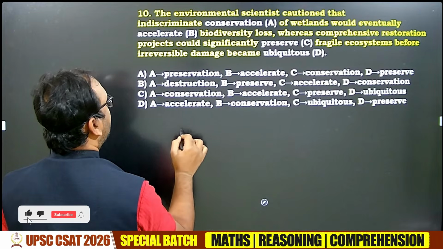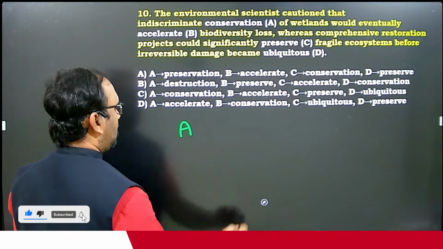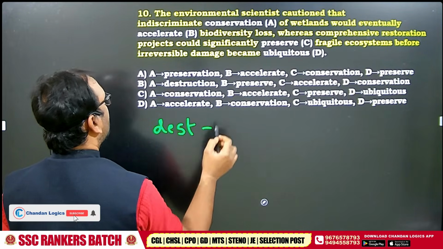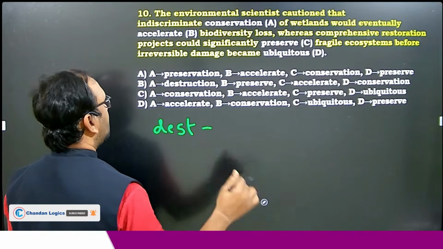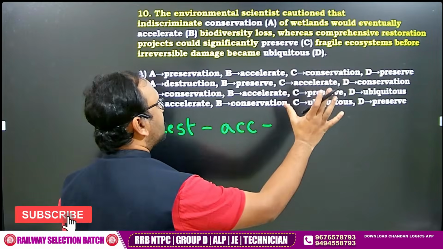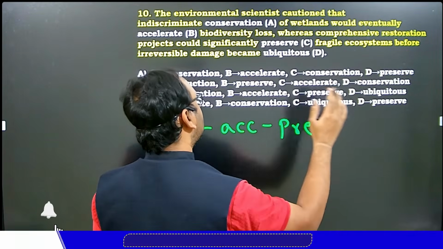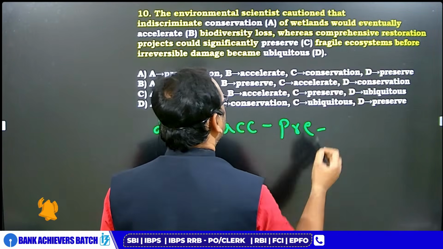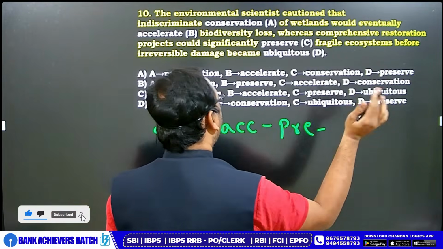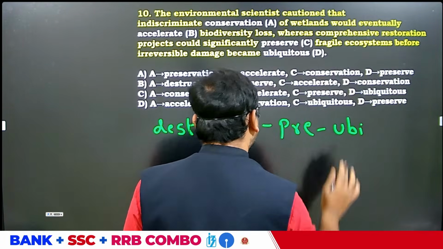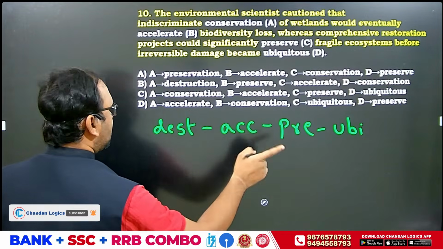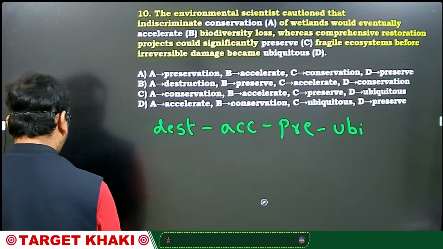So the right sequence is, my dear friends, A should come here. One second, destruction should come. So here the first option is destruction. If you keep on destructing everything, that would accelerate the loss. And good decisions would preserve the fragile ecosystem. And then naturally, before this damage becomes ubiquitous, which means present everywhere. Again, like in the 6th question and the 10th question, there is a little change that needs to be made in the order, but don't mind.